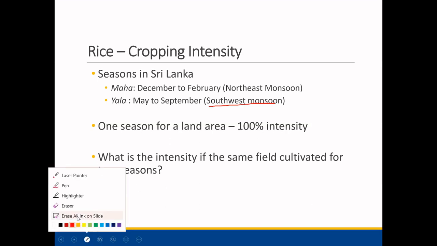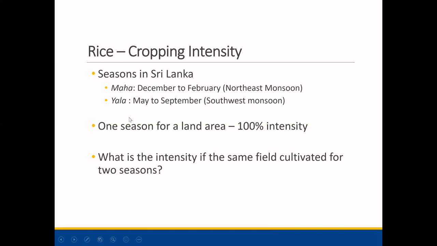Okay. So when you talk about cropping intensity, if you take 1 hectare of land and cultivate this 1 hectare for one season within 1 year, that intensity we call 100%.